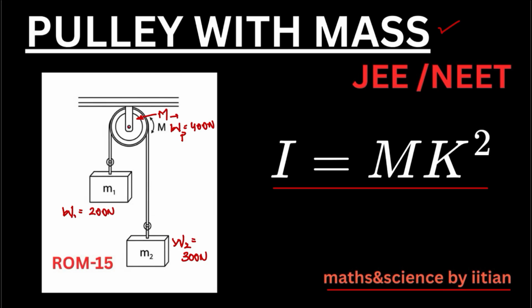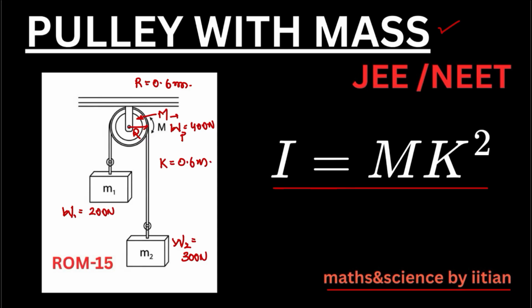The radius of the pulley, R, I have taken as 0.6 meters, and the radius of gyration of the pulley system, K, is equal to 0.6 meters. Now, what we have to calculate? The acceleration. The acceleration of these masses.